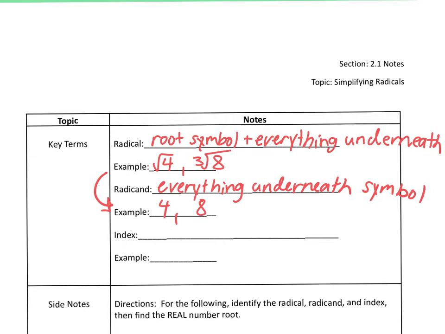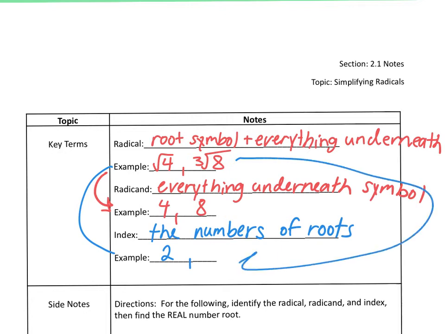Then we have the index. Okay, the index is the number of roots that you have in your symbol. Okay, so the number of roots. So for instance, the square root of 4, what would be the index? 2. And then the cubed root of 8, what would be the index of that? 3.